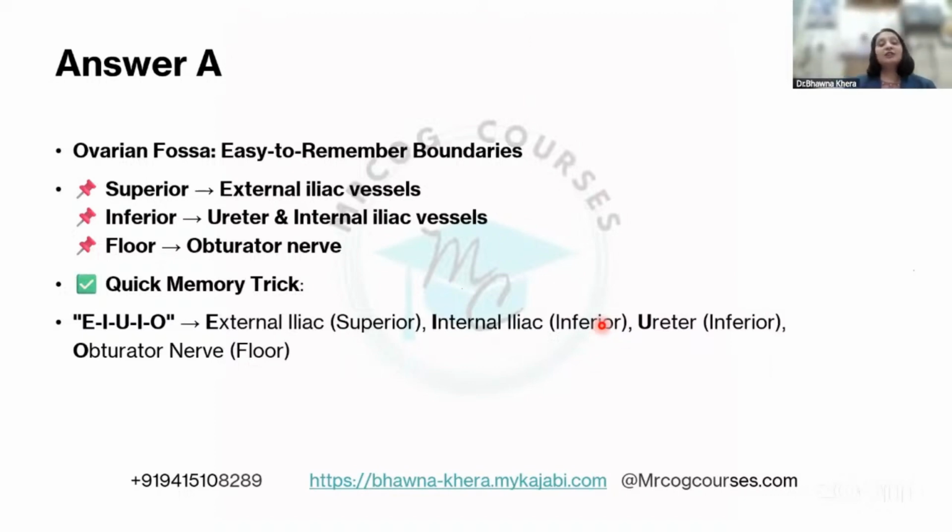Now, what is the quick tip here? Superior is external iliac, inferior is internal, inferior for I. So I for I, inferior for ureter and the internal iliac vessels, and the floor is formed by the obturator nerve. So E-I-U-I-O. So external iliac is superior, internal iliac is inferior, ureter is inferior, and the obturator nerve is at the floor.